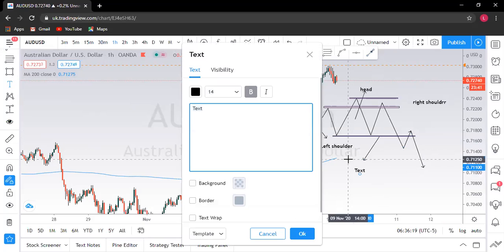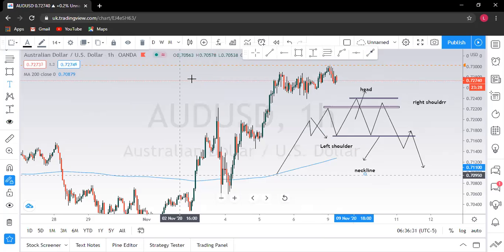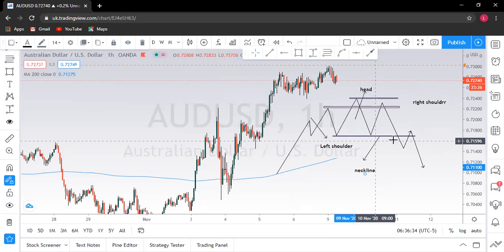Neckline. So that is the neckline. So the safest way to actually trade this head and shoulder is what? To wait for the break of the neckline. So that is the safest way. You wait for the break and retest of the neckline. So those are the two ways with which you can trade it.